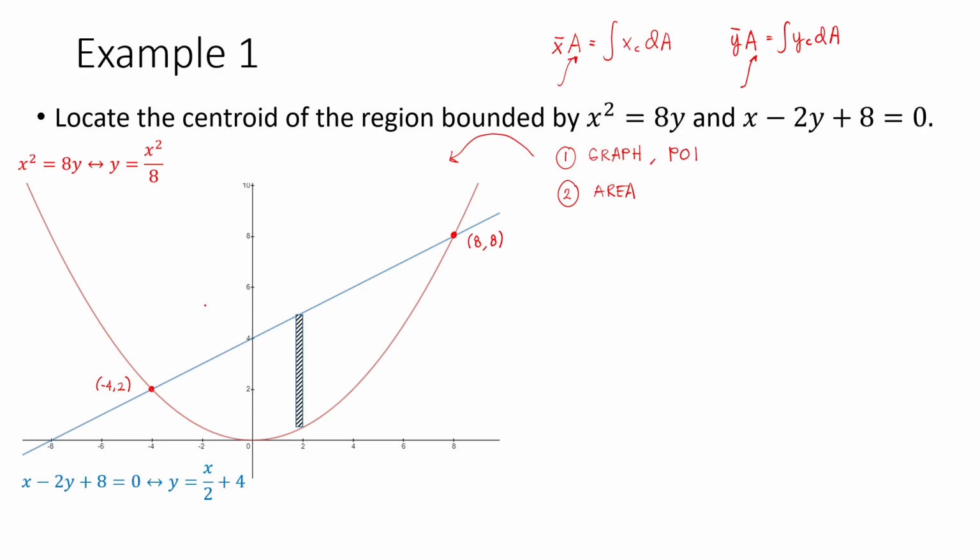In solving for the area, if you have already forgotten how, there are two ways: the vertical strip and the horizontal strip. The vertical strip is this formula: y top minus y bottom dx from x1 to x2. And the horizontal strip is x right minus x left dy from y1 to y2.